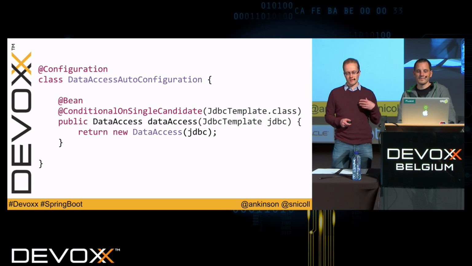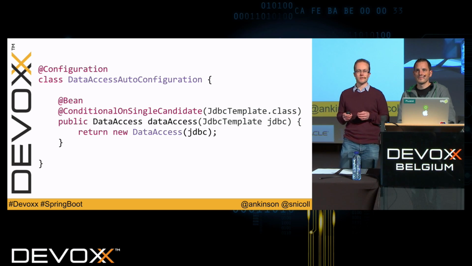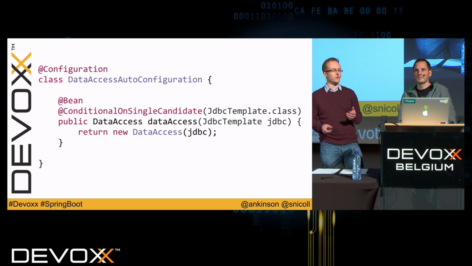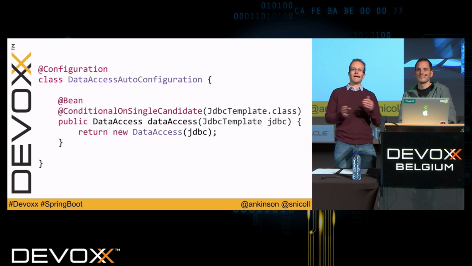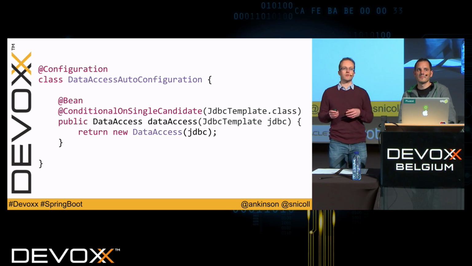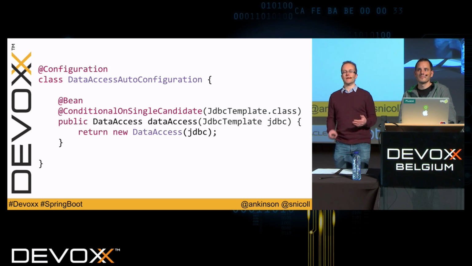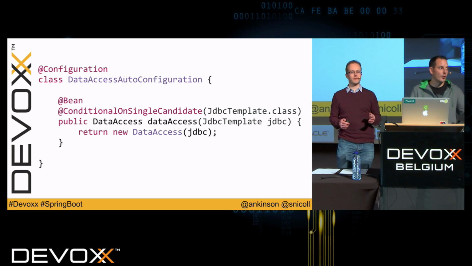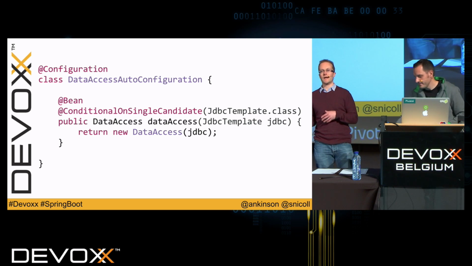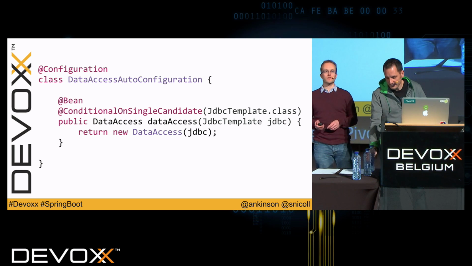One last thing to understand about auto configuration is the ordering of the auto configuration classes themselves. I talked earlier about the importance of auto configuration running after user configuration, so that the user configuration has a chance to contribute beans to the application context, so that when the auto configuration runs, it has the correct view of the world, if you like.